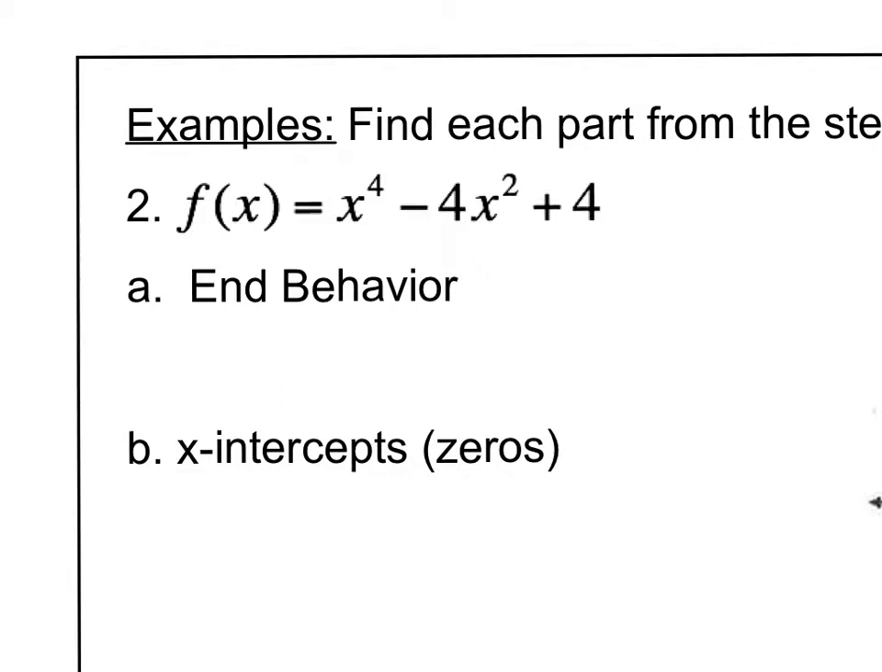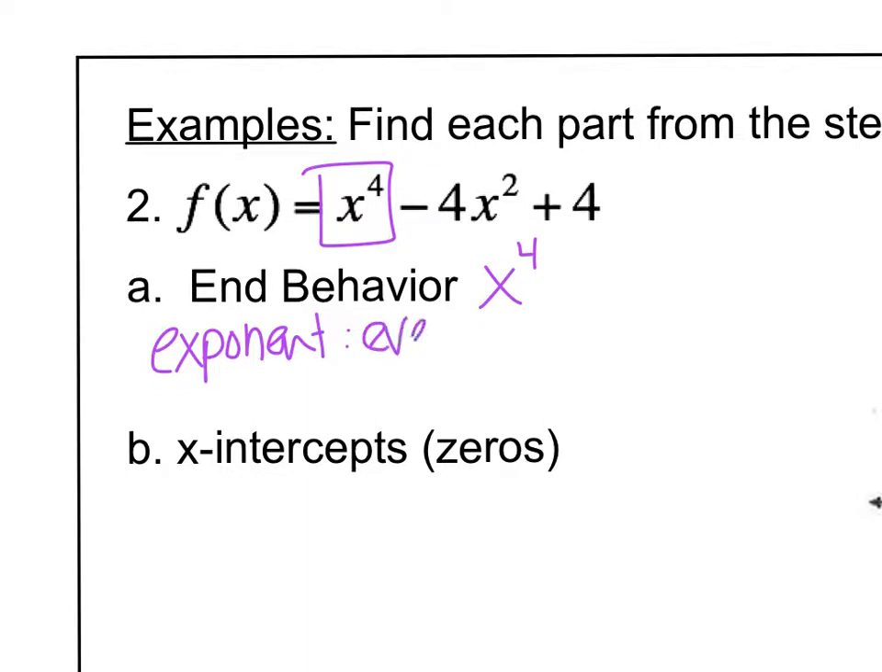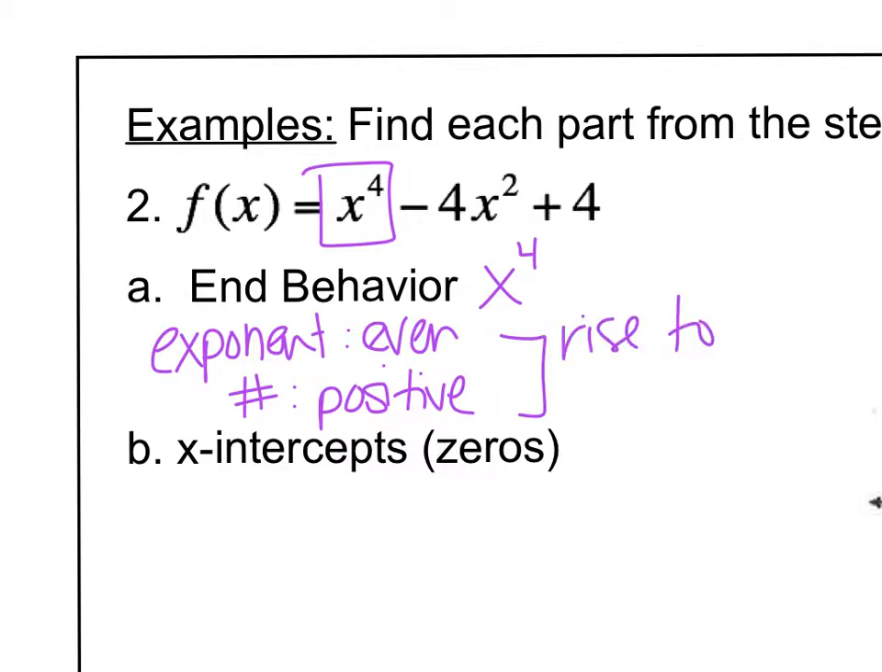Alright, here is the next example. So again, end behavior, the first thing we're going to look for is that first term. And what we notice about it is the exponent is even, and the number is positive. The nice thing about even is that they're going to go the same direction. So this tells me that it's going to rise in both directions, because positive is going to go up. So rise to the left and rise to the right.